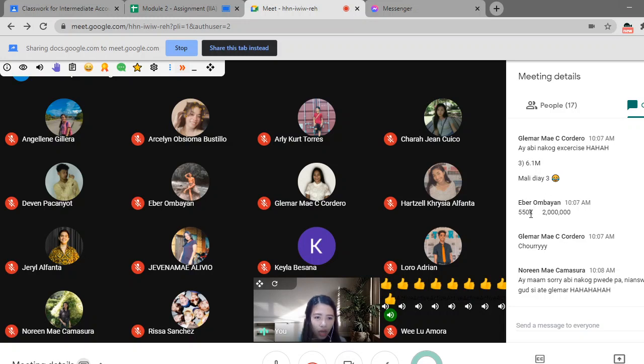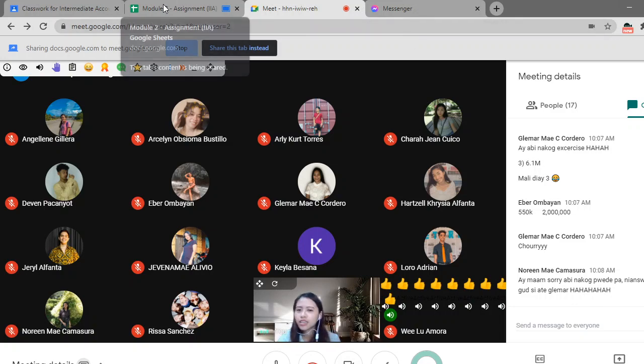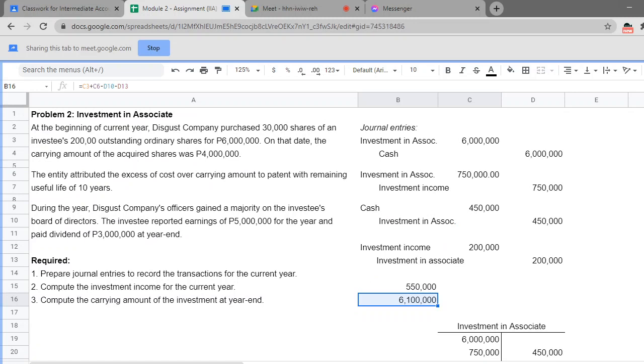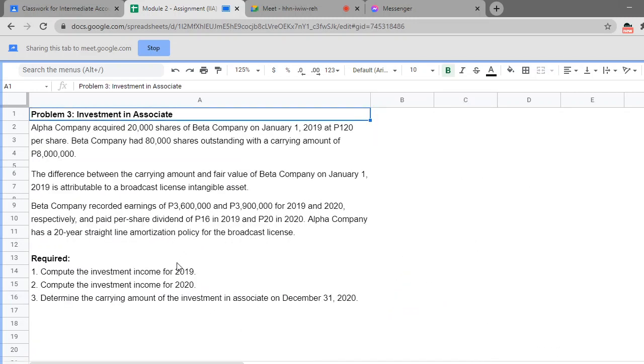Eber, who also got the 550. And, ayan. Ni-answer man gud si Ate Glemar. Gahe dyan ni gulo si Ate Glemar. Ikaw dyan, Ate Glemar ba? Okay, so that is our problem number 2. So, ano po bang meron sa problem number 3?